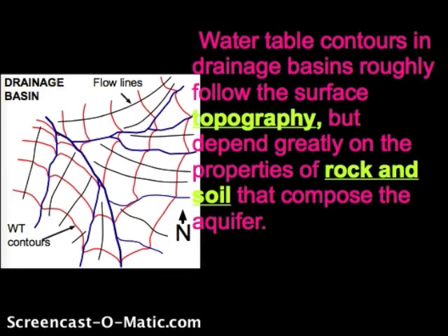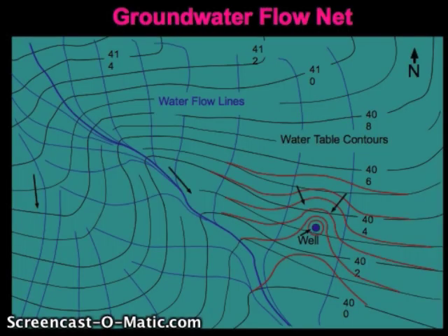Now, water table contours in drainage basins roughly follow the surface topography, but it does depend greatly on the properties of the rock and soil types, whether it's an aquitard, an aquiclude, or an impermeable layer, or something more porous. When we look at something like this, we can see the flow lines, the flow net, and we can know that water would flow perpendicular to those lines. So these lines are giving you a pretty good idea of which way the groundwater flows. And understanding this is important.